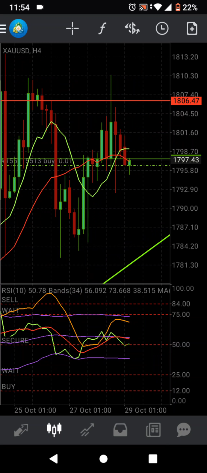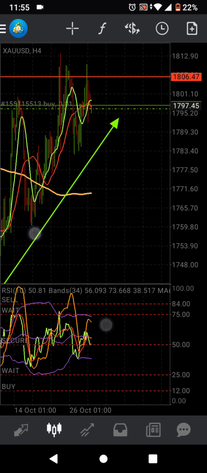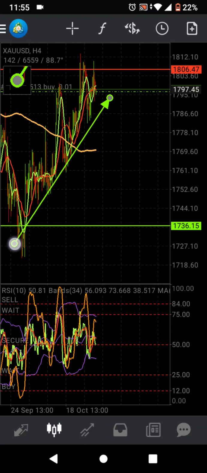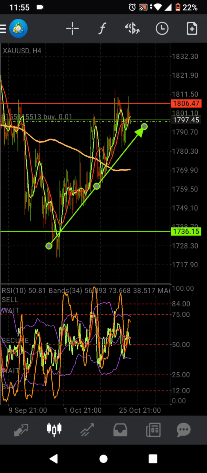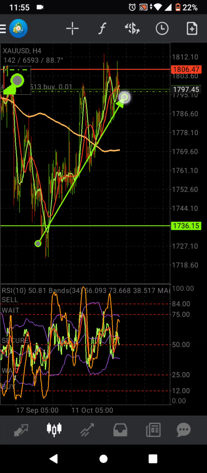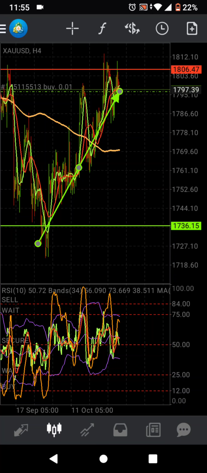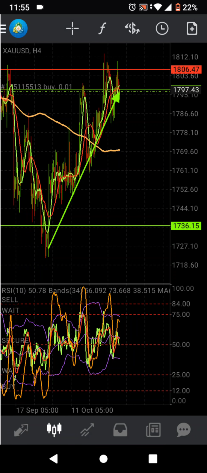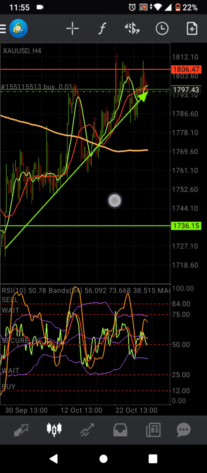Tip number 5 has got to be use the higher time frames. Look at this move. This is the move. Boom. This is the move. That's on the 4 hour.